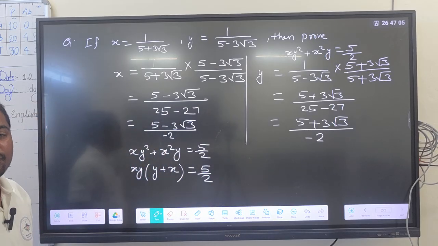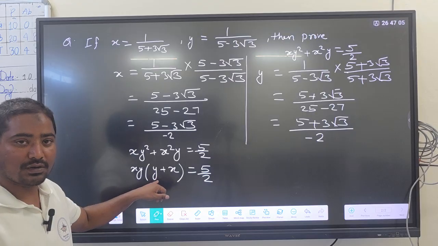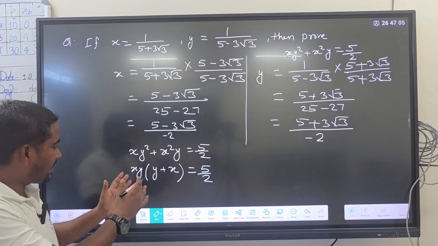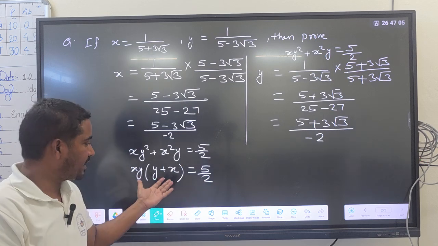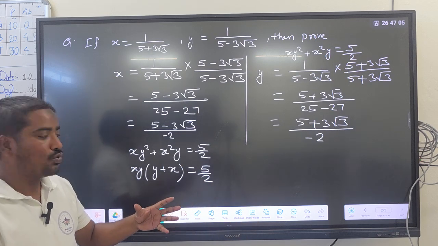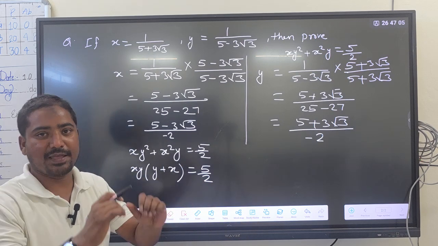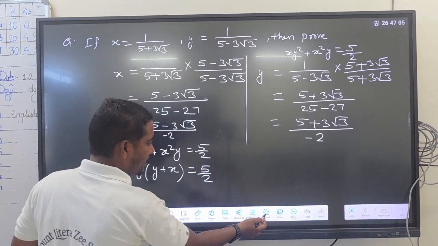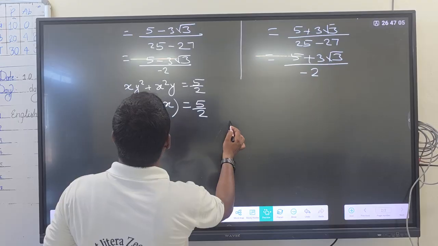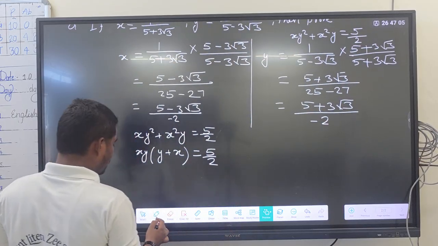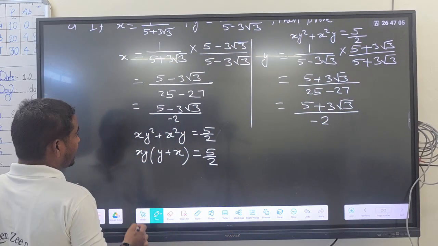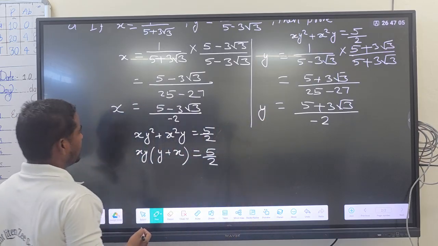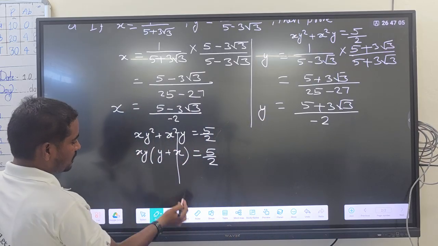Now put the values of x and y in this expression, or separately you find x into y, then separately you find x plus y or y plus x, and then you multiply both of them, you will get 5 by 2. You are having different methods, as I am repeating again and again. For solving one question we are having different methods, students. You can adopt any of the methods and you can solve, provided you solve it correctly.